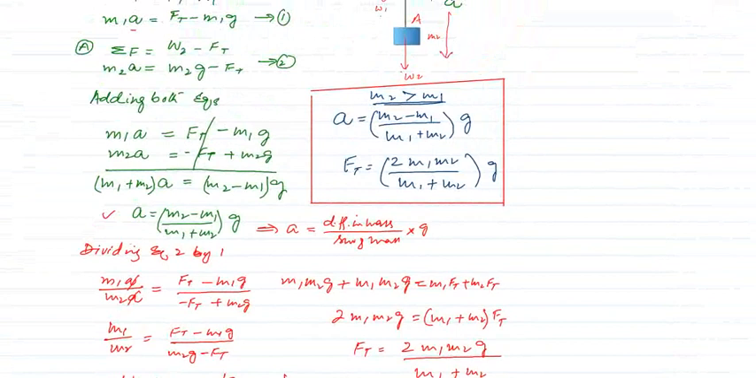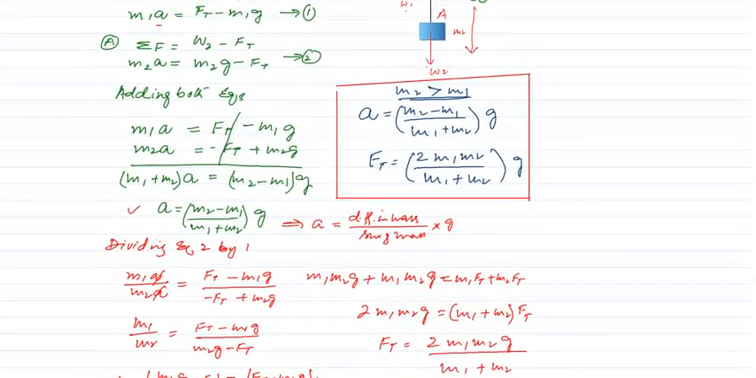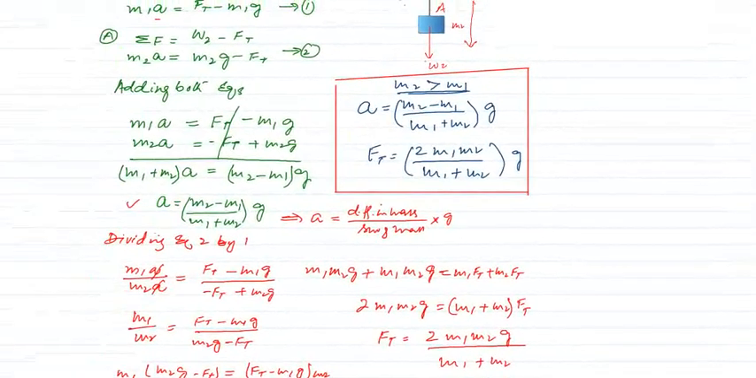It is just like I took m2 heavier than m1. If we take m1 heavier than m2, it will be m1 minus m2 over m1 plus m2 times g, and the tension is the same, 2 m1 m2 over m1 plus m2 times g. Okay, so this is the thing: the difference of mass over the sum of mass times g gives the acceleration, and twice the product of the mass over the sum of mass times g gives the tension.